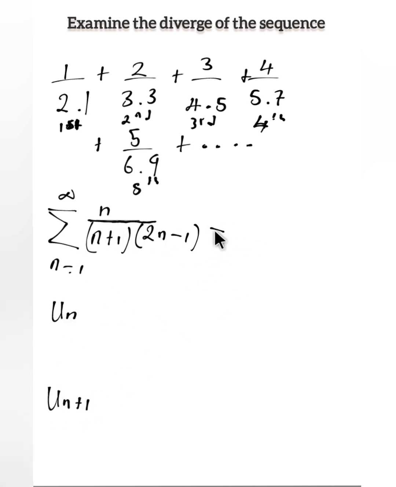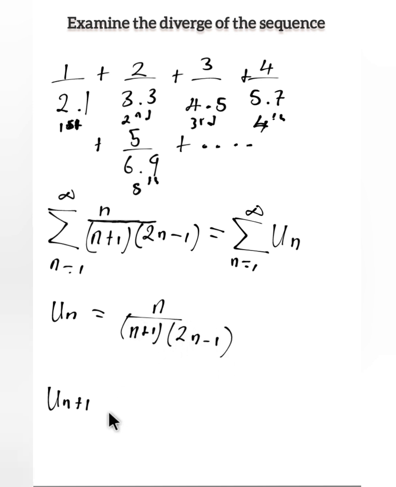So when dealing with a series of the form, the summation from n equals 1 to infinity of un, this implies that the entire expression here is equal to un. So un is equal to n all over n plus 1 into 2n minus 1. Now if this is true, to get un plus 1, we just have to substitute n plus 1 in place of n. So it becomes n plus 1 over n plus 1 plus 1, bracket 2 bracket n plus 1 minus 1.